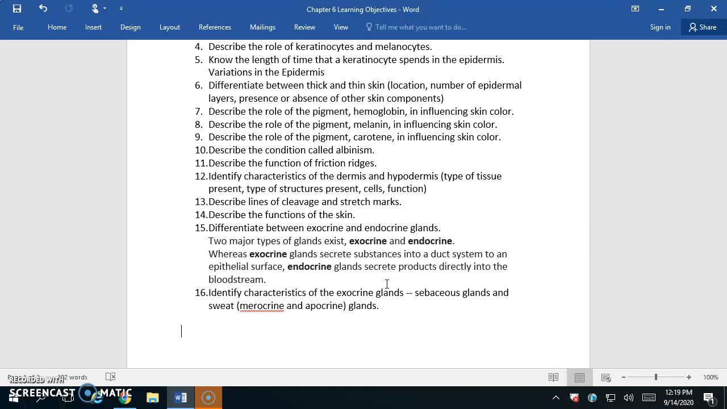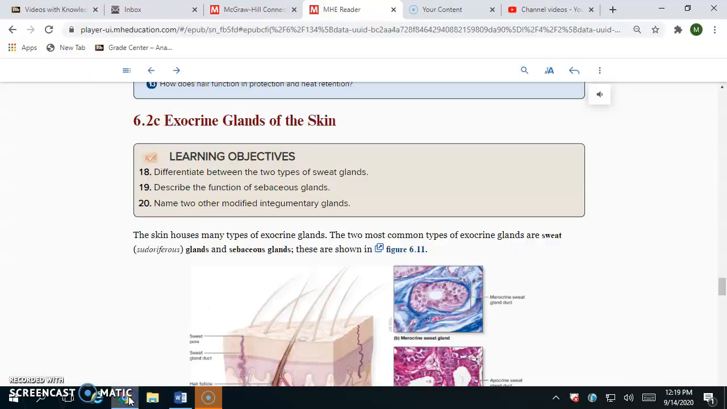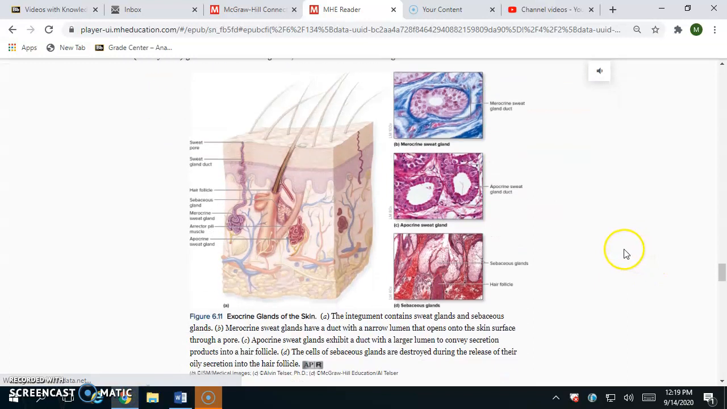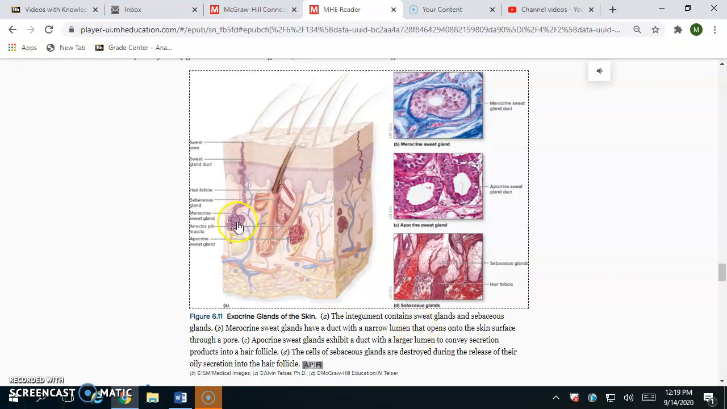So we're going to jump back to our skin and talk about the exocrine glands that are present in our skin: sebaceous glands and sweat glands. There will be two types of sweat glands and just one type of sebaceous gland that we'll talk about. Here is our skin picture, with the sweat gland highlighted in color. There's the sweat gland. Remember, it has a duct system, and the product, which is sweat, will be released onto the surface of this epithelium, which is our epidermis.